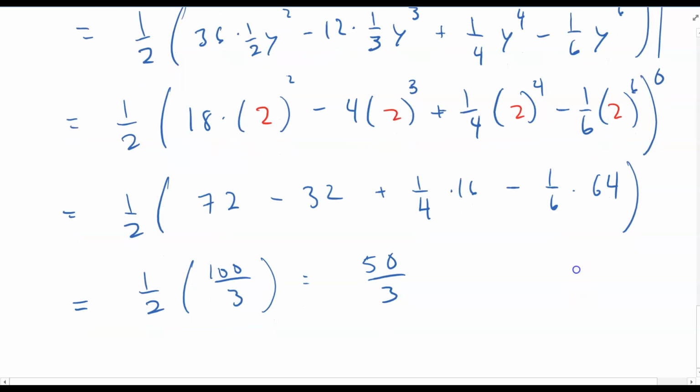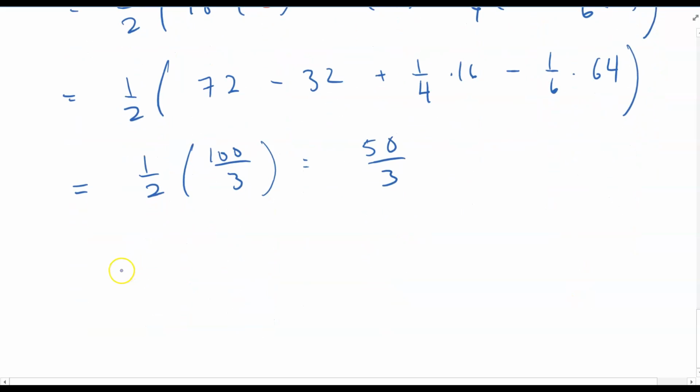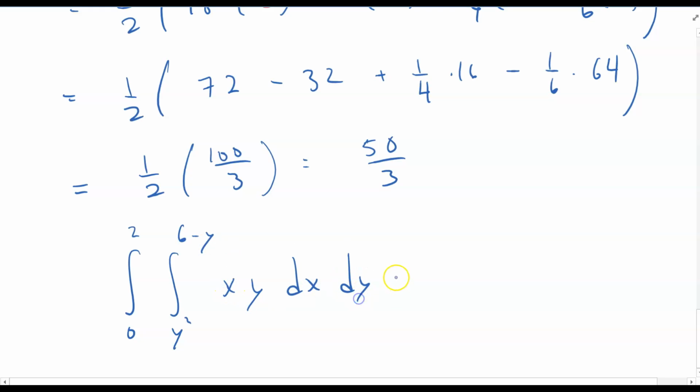Alright, now that's way further up here. So what did we end up getting? We had the integral from 0 to 2, the integral from y squared to 6 minus y of x times y, and then we did that dx dy. That was the double integral that we had the choice to evaluate, and that comes out to 50 over 3. And that's it for this video.